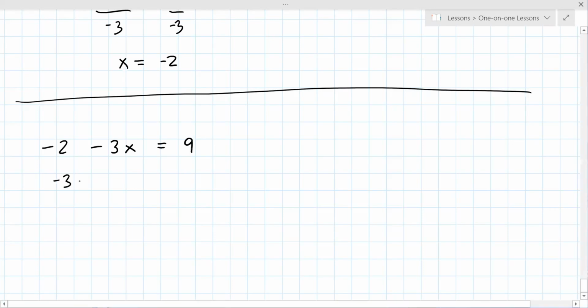So you should rewrite it as minus 3x minus 2 equals 9. And actually, I made a mistake here. This should be 10 for our problem. Okay. Because it doesn't work out very nicely otherwise. Yeah, it doesn't.